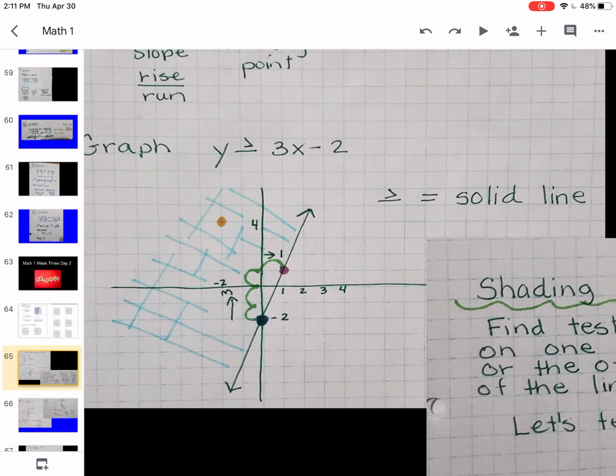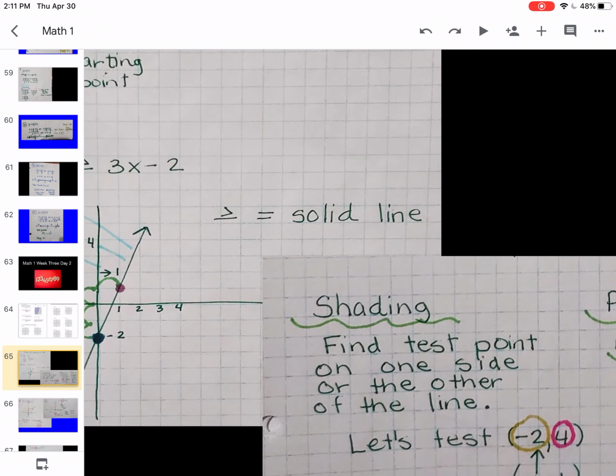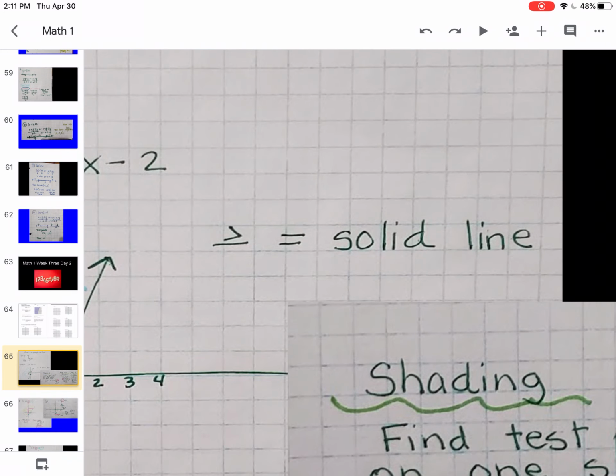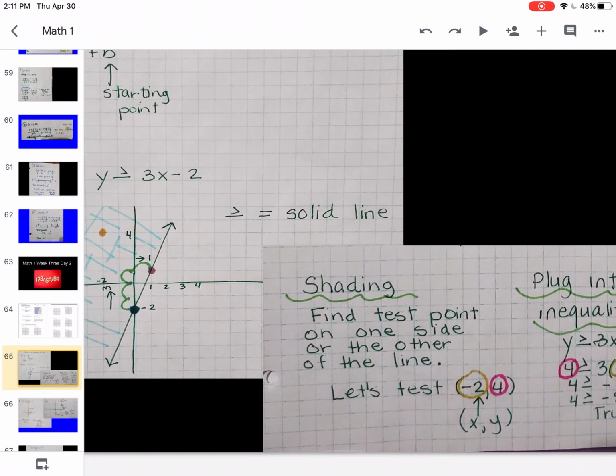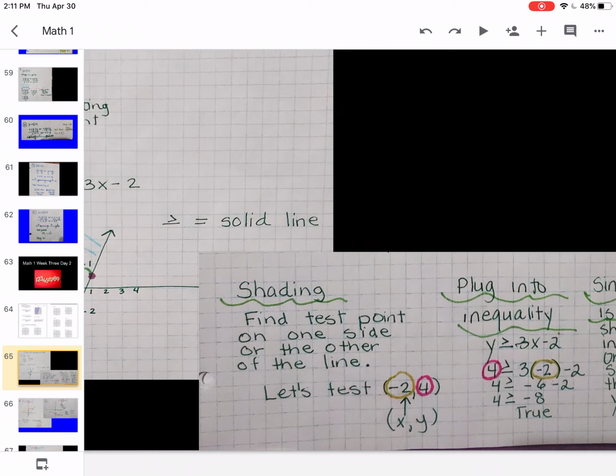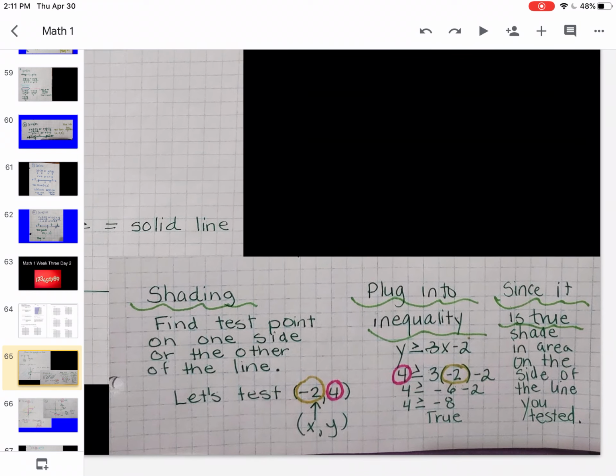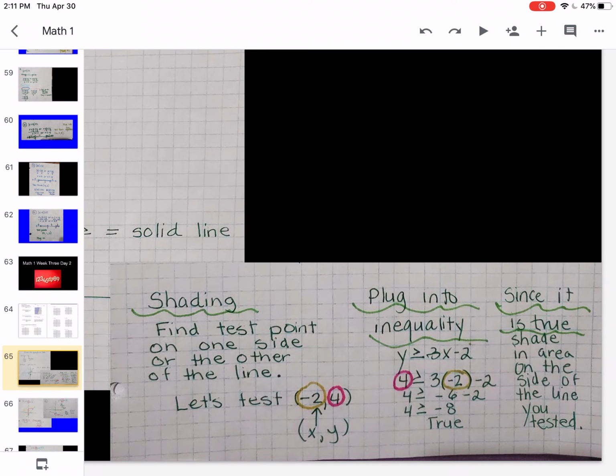It's a solid line if it has the line underneath it. If it doesn't, then it's going to be a dashed line. Okay, so to find the shading, you have to do test points. So find test points on one side or the other of the line.